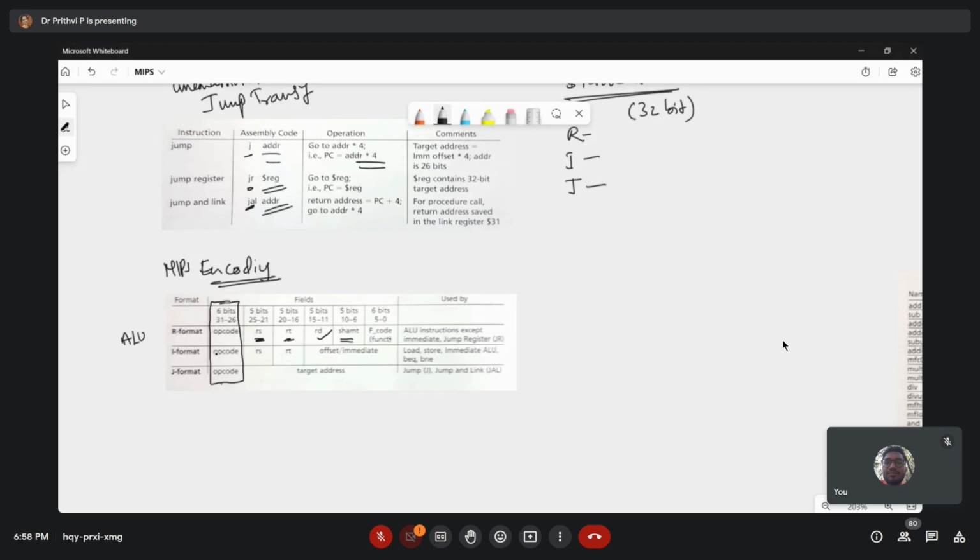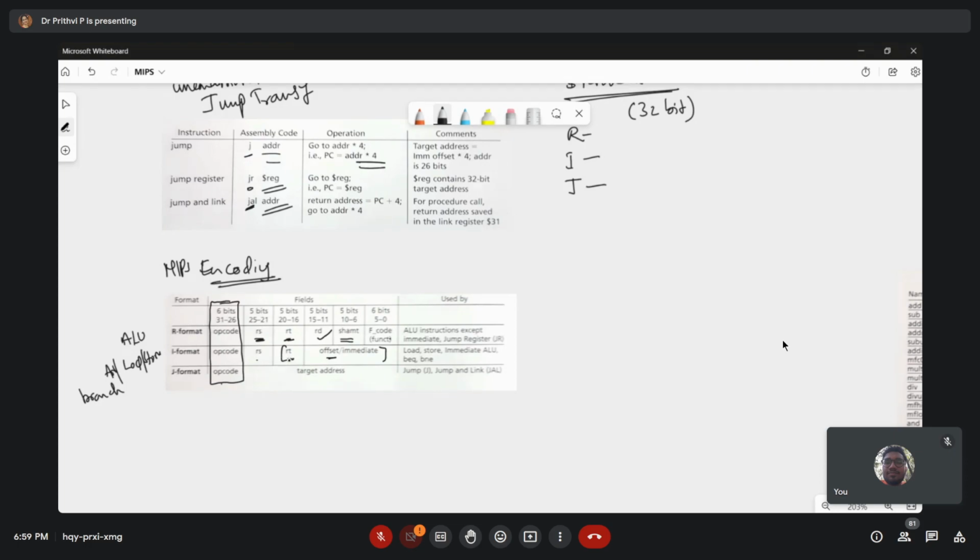The I format is used for pure arithmetic with immediates, or load or store instructions. The I format will also be used for branching instructions. And this is the source register, and the register onto which the offset or operation has to be performed, which will be mentioned in RT.